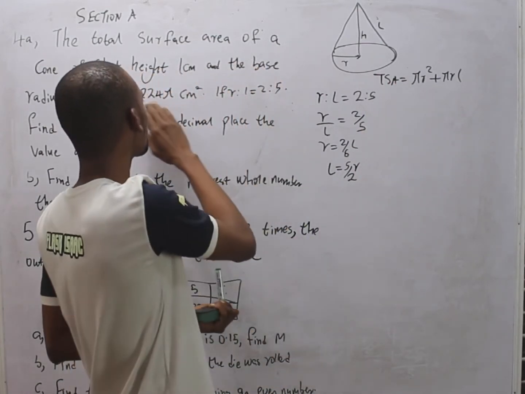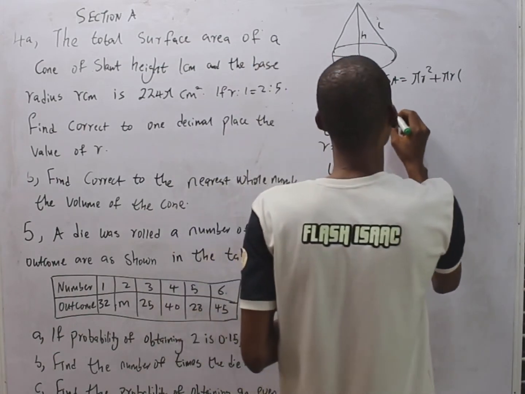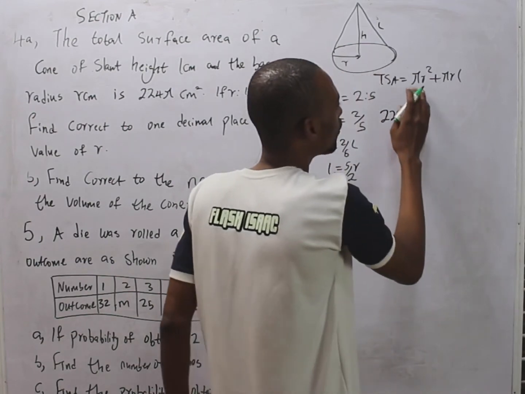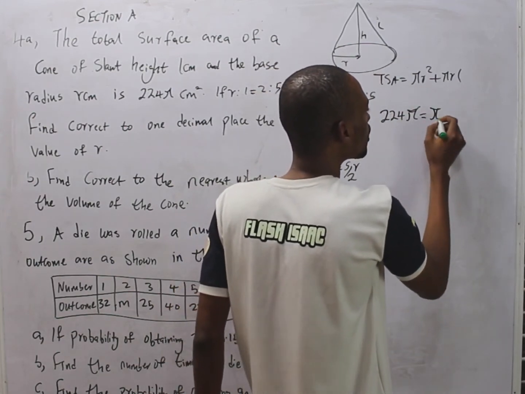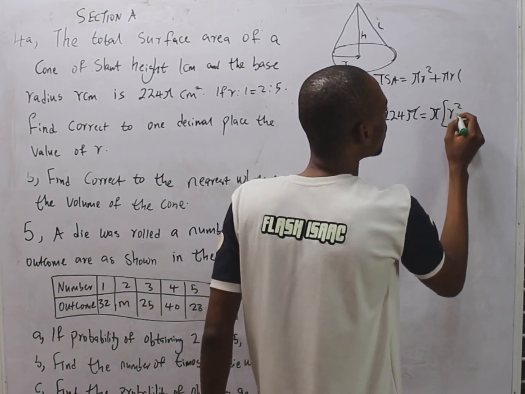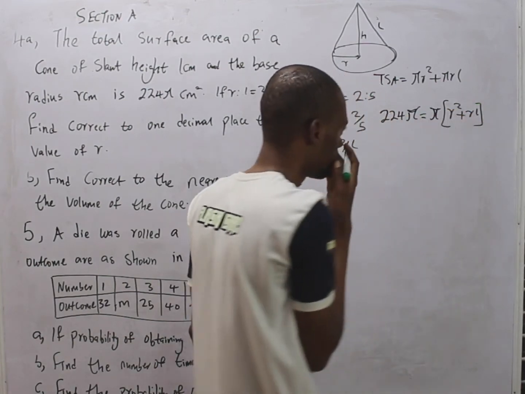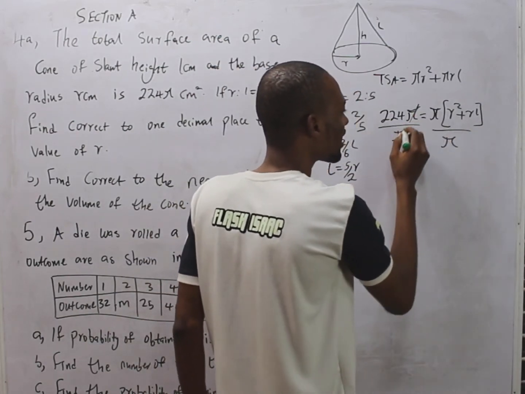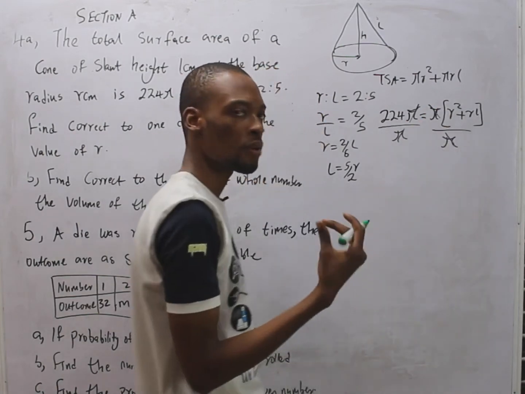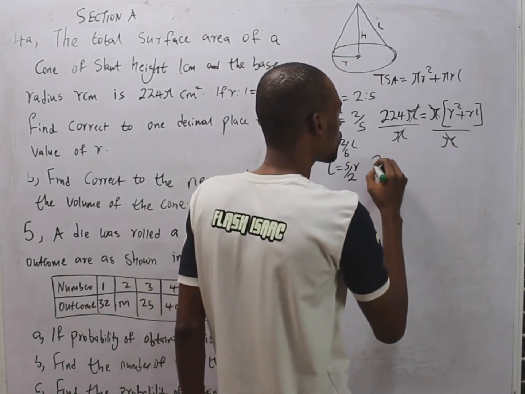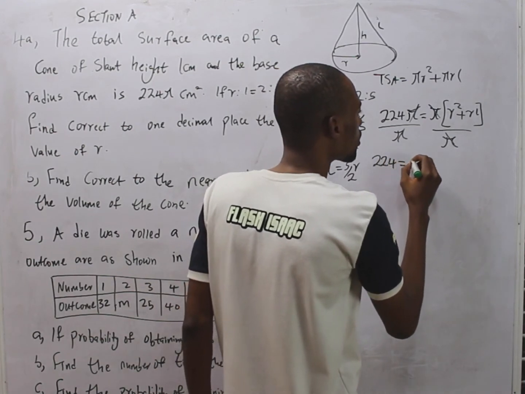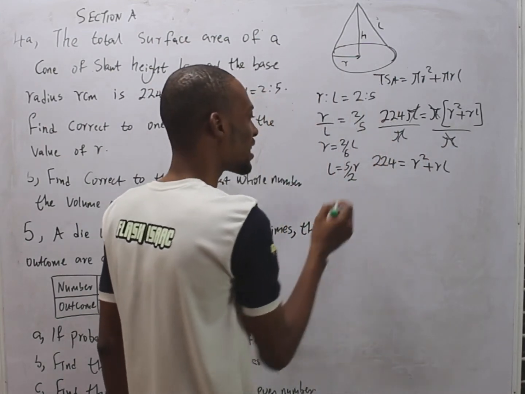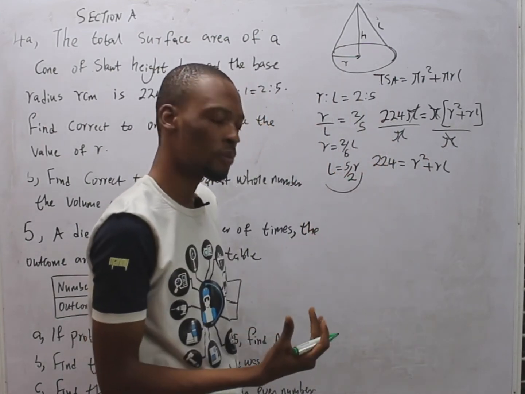We're already told that the total surface area is 224 pi. This is equal to, from here and here, let's factorize pi out. This is pi times r square plus r l. Dividing both sides by pi, pi cancels pi, and this pi cancels the other pi. Therefore, we simply have 224 is equal to r square plus r l. And we know that l is 5/2 r.